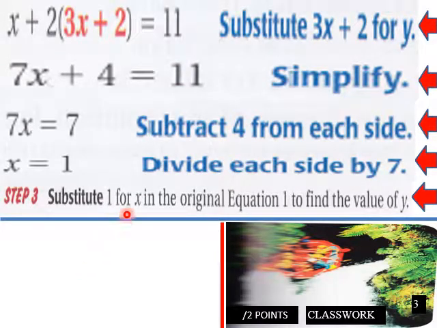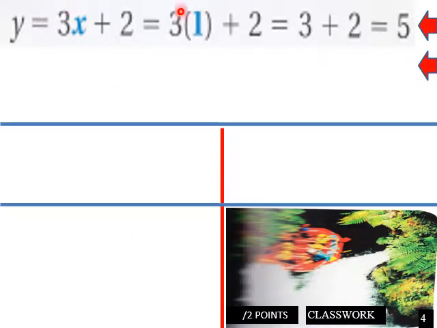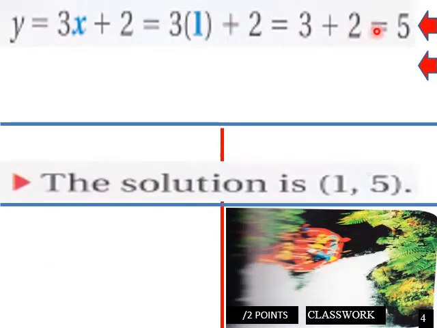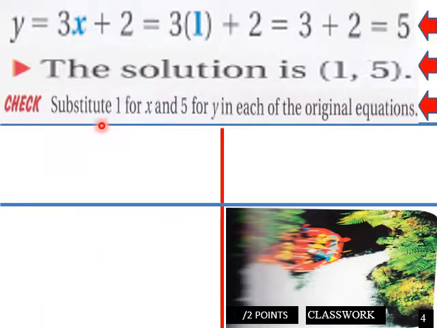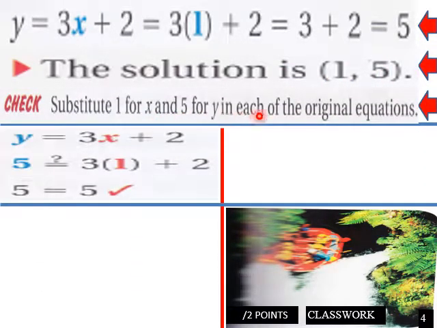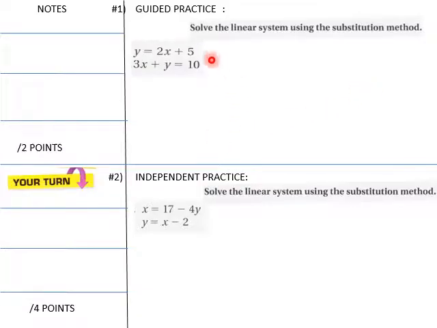So now substitute 1 for x in the original equation 1 to find y. We go back into equation 1 and we just put 1 in here, 3 plus 2 would equal 5, so y equals 5, and the solution is 1, 5. Substitute 1 for x, 5 for y in the original equations. It checks. And then this checks too. So here is our solution.